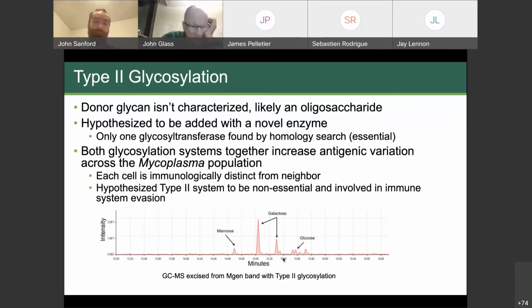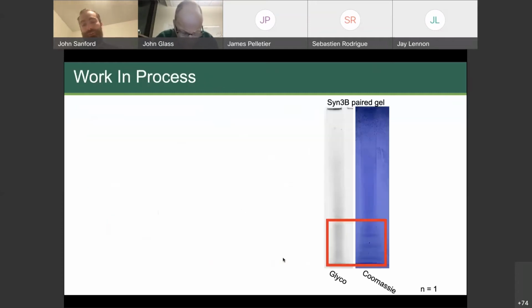One thing to keep in mind is that both of these glycosylation systems increase antigenic variation across a population of mycoplasma cells. So each one is going to be immunologically distinct from its neighbor. It's just stochastically adding on these hexoses and then also using this type 2 system. We believe that it's non-essential, or at least that's what we're hoping for. And it's involved in immune system evasion, due to this antigenic variation. Hopefully Synth 3 will be able to be helpful to us.